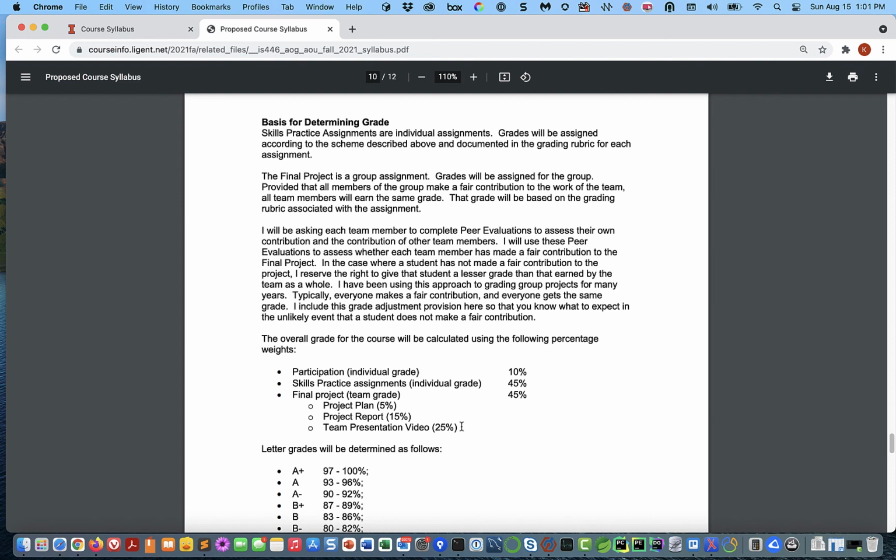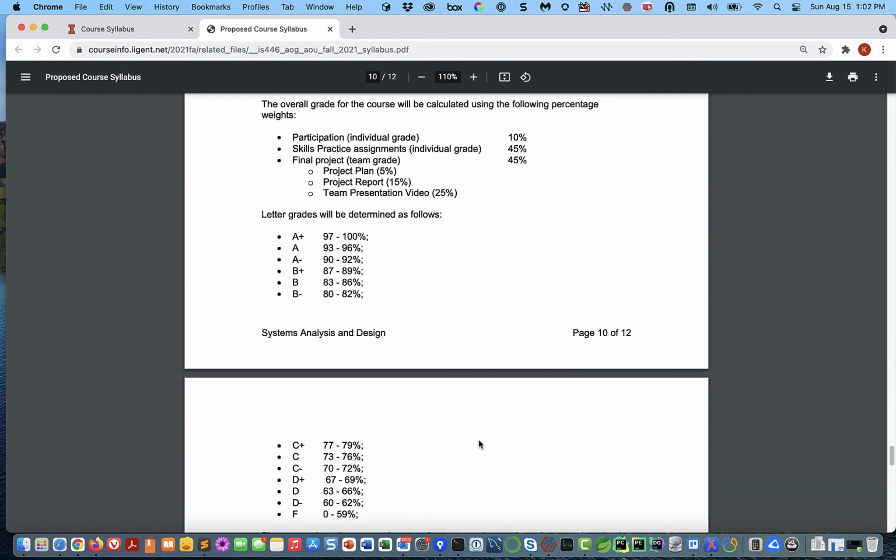All the people on the same team or group will get the same grade unless there are people who don't make a fair contribution. And one of the things I'm going to have you do is peer evaluations at the end of the semester so I can ensure that we got a fair contribution from all of the participants. Okay?